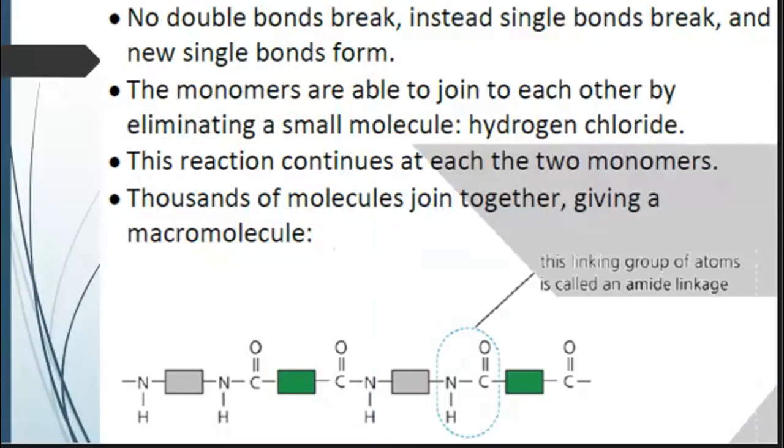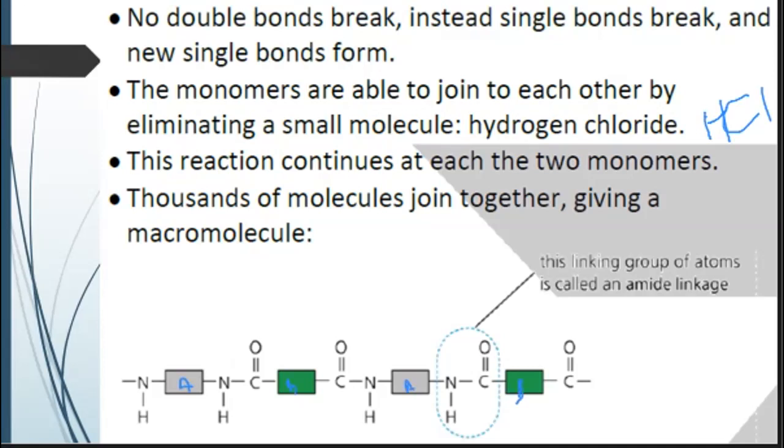Right? So no double bonds break, instead, single bond breaks and new single bond forms. In this case, the monomers are able to join to each other by eliminating a small molecule. In our instance, the molecule here that was eliminated was hydrochloric acid, HCl. This reaction continues at each of the two monomers. So thousands of molecules join together to give a macromolecule. So in essence, this is repeated over and over, where you have A, and then you have B, and then you have A, and then you have B.